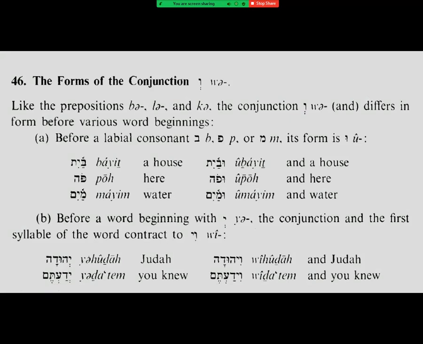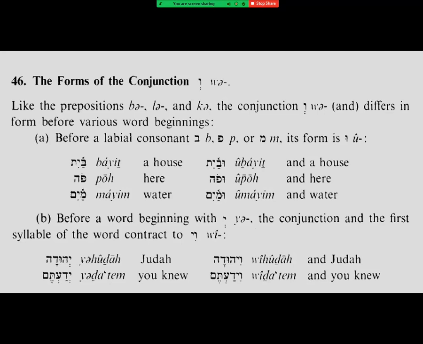All right, the forms of the conjunction va. The va is put at the beginning of a word and means and. But like we talked about prepositions like ba, la, and ka, in this case the va differs before four different categories, and there's going to be some part of the vocabulary or the homework on this that has some of each one of these. So before a labial consonant, and a labial consonant is one that you use your lips for, like the ba and the pa and the ma. You can't say those without using your lips. And you can say ta and sa and ka without your lips.